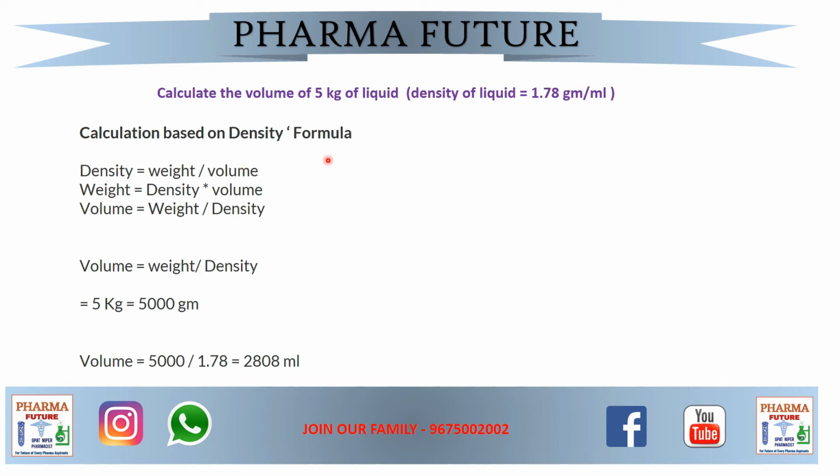Calculation based on density has three formulas. First, density is equal to weight by volume, then weight is equal to density into volume, then volume is equal to weight by density. Now we have to calculate the volume. Volume is equal to weight by density. First we convert kg into gram: 5 kg is equal to 5000 gram. Then volume is equal to 5000 divided by 1.78, which is 2808 ml. It is the right answer.